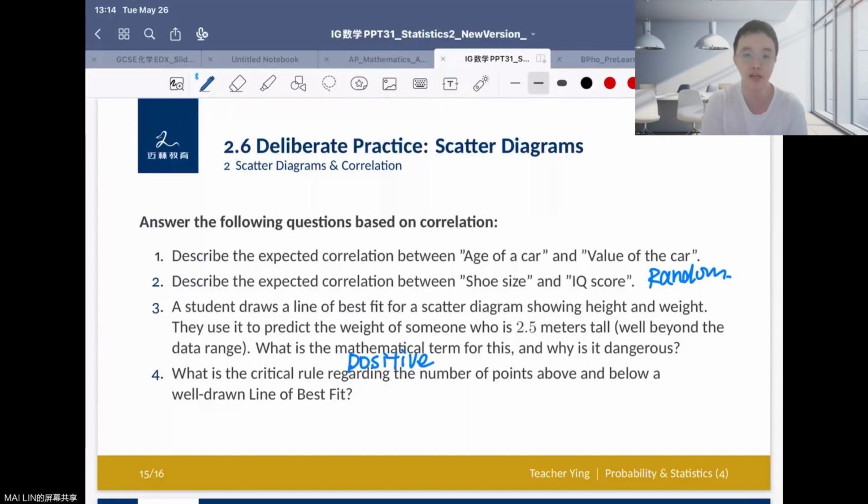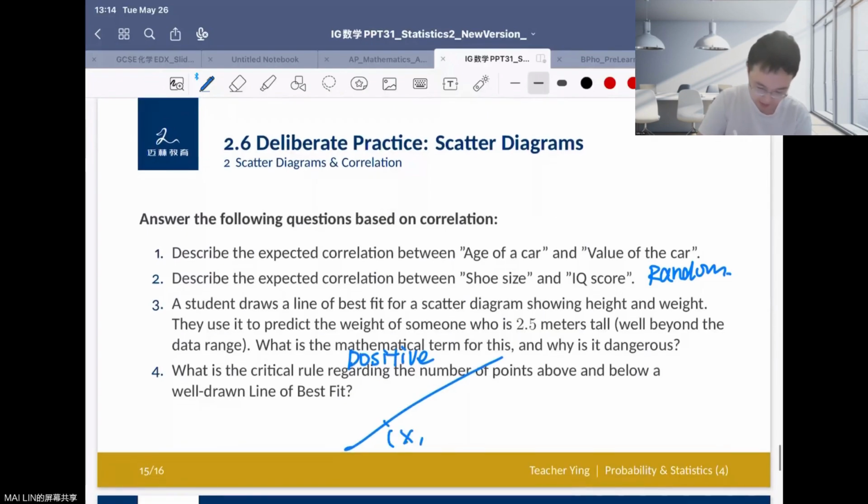And for the last problem, what is a critical rule regarding the number of points above or below a well-drawn line of best fit? We make sure that, for x and y on the best fit line, the distance between the y best fit and the real y value is very small. Then we can say that is a best drawn line, or a best fit line.